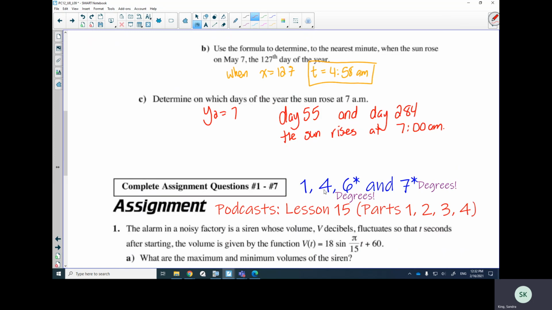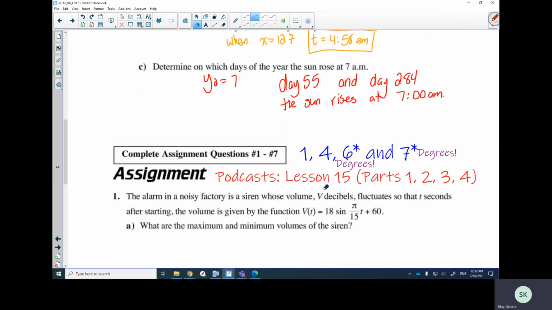There are 4 questions that I want you to do, and I'm going to set up these 2 with you, so we'll talk about these 2. So if you just want to write down, circle questions 1, 4, 6, and 7. You want to watch the podcast for this as well, to make sure that you understand application questions. So it's lesson 15 on the podcast, and there's 4 parts to it, an A, B, C, and D.